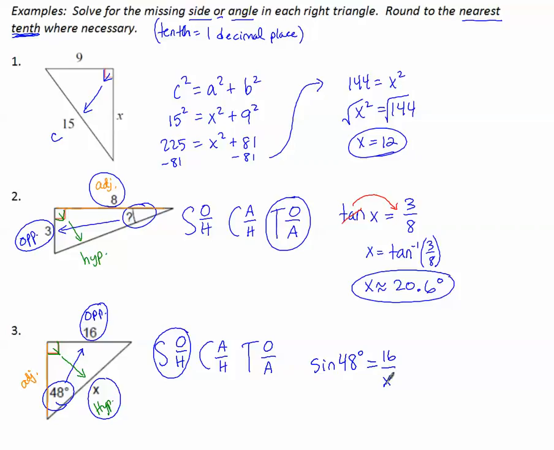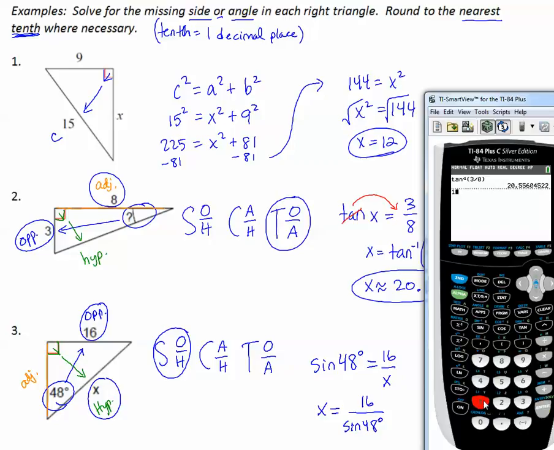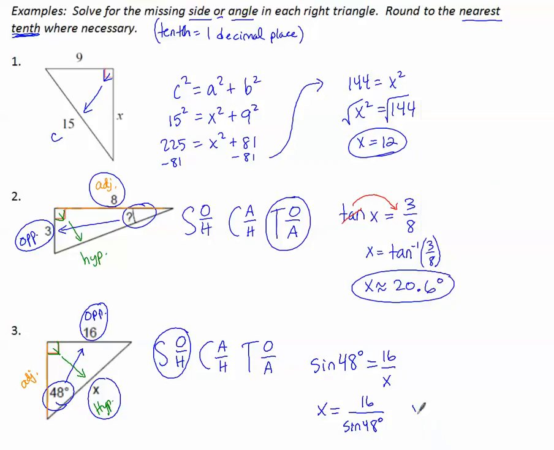Remember that when x is in the denominator, we divide. Denominator means divide. So do your interchanging, 16 over sine of 48 degrees, and now pull out your calculator. 16 divided by sine 48 equals. Rounding to the nearest tenth, this is only a 3, so this stays a 5, 21.5. So x is approximately 21.5. I don't write degrees because x is a side, not an angle, like in the previous example.